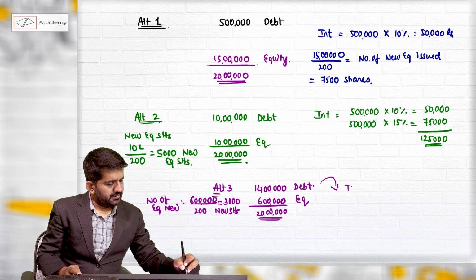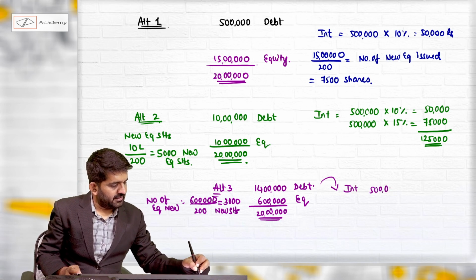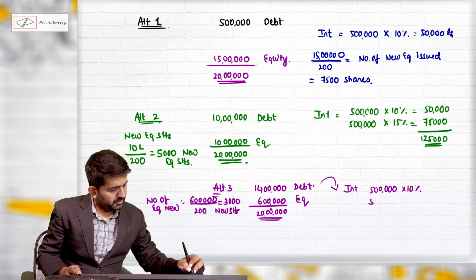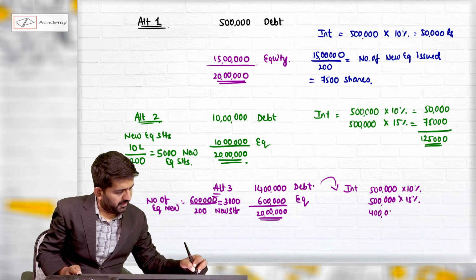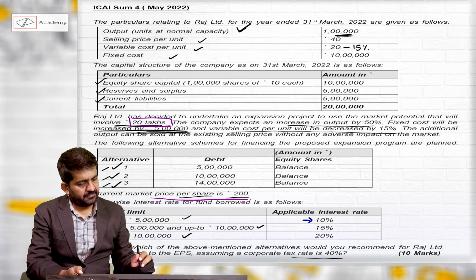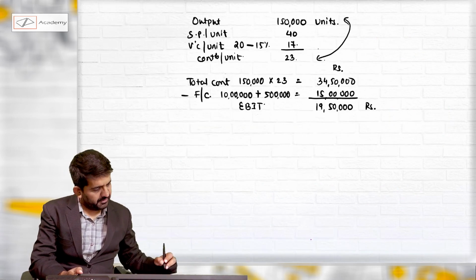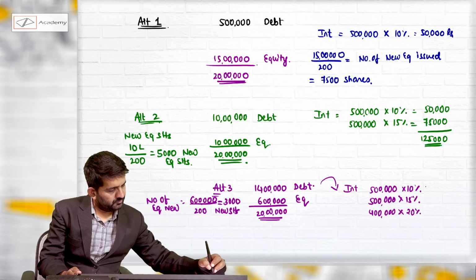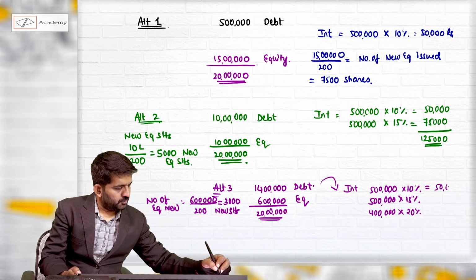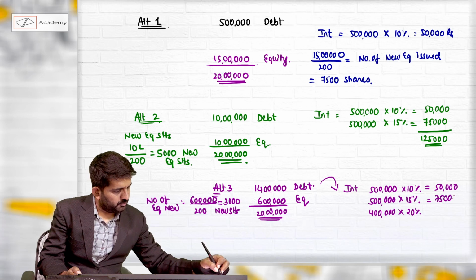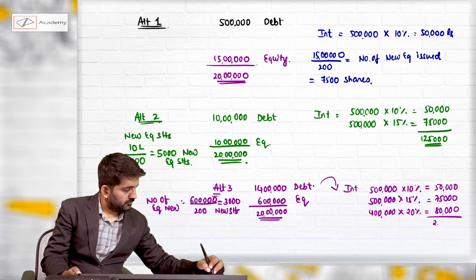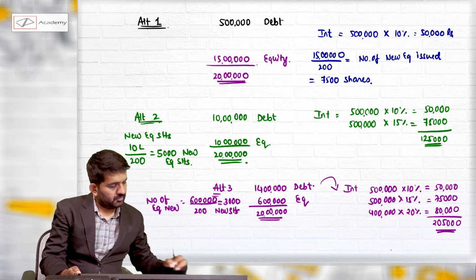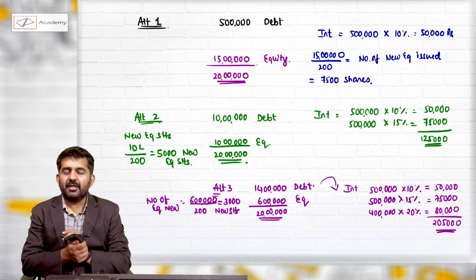How much will be the interest? On first 5 lakhs, 10%. On remaining second 5 lakhs, 15%. On remaining 4 lakhs, it is like calculation of income tax. Remaining 4 lakhs, 20%. This is 50,000, 75,000, 80,000. That is 2,05,000. 2,05,000 will be interest.